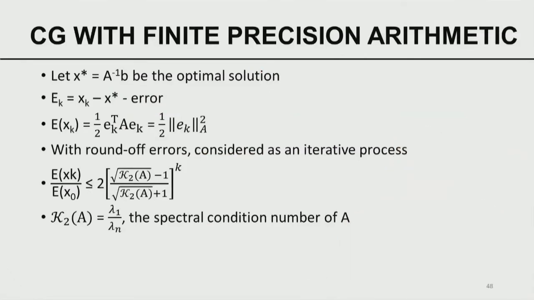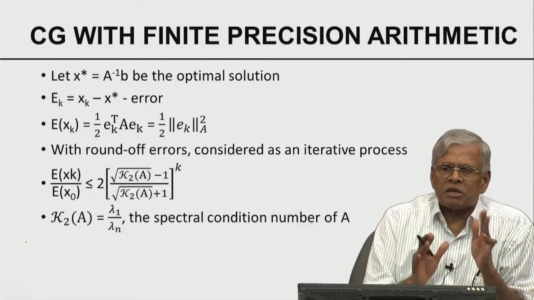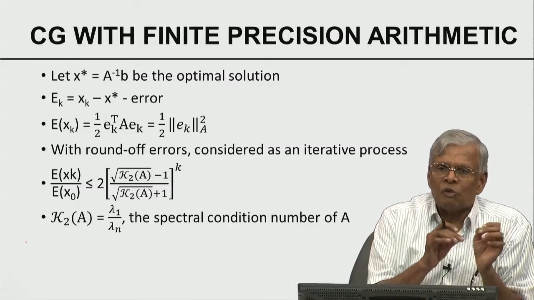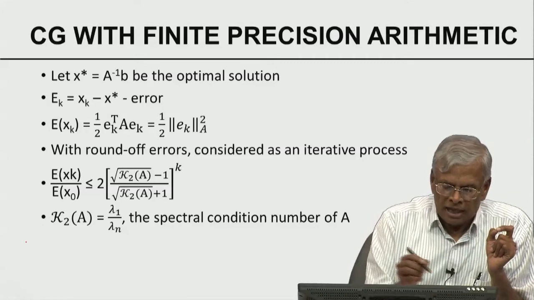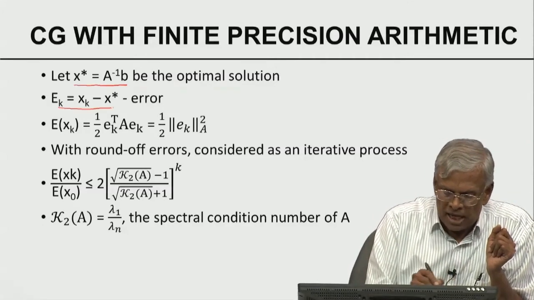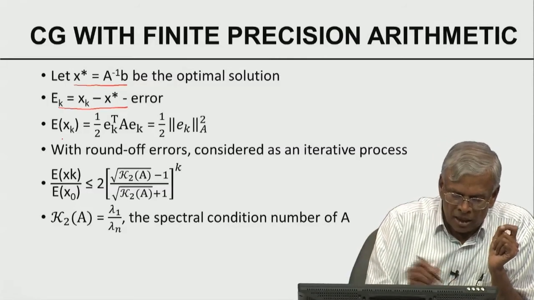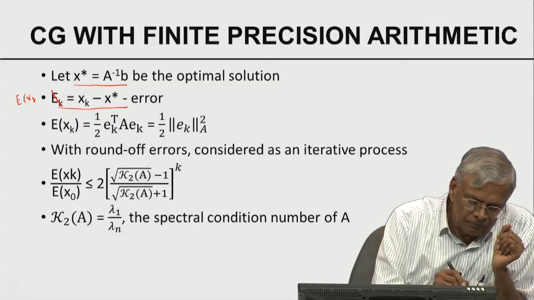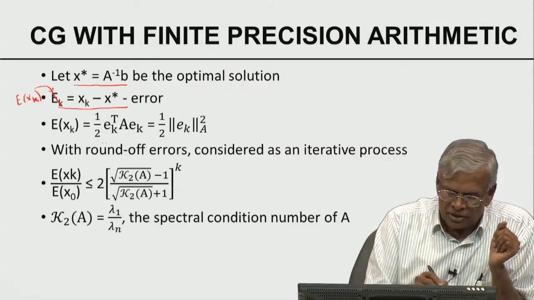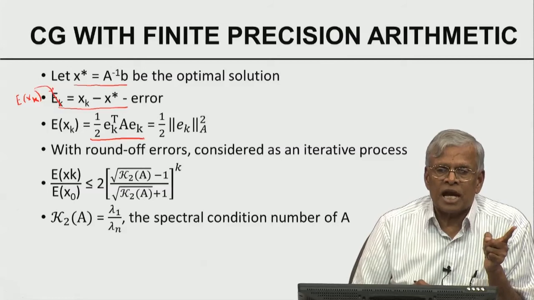So, conjugate gradient algorithm with finite precision arithmetic. Until now, we talked about conjugate gradient with infinite precision. When used on real computers, because of finite precision arithmetic, we cannot check A conjugacy perfectly. So, what we think of as A conjugate directions are not precisely A conjugate, they are only approximately A conjugate directions. Therefore, if X star is the optimum solution, if E k is the error, it can be shown this must be E of X k.